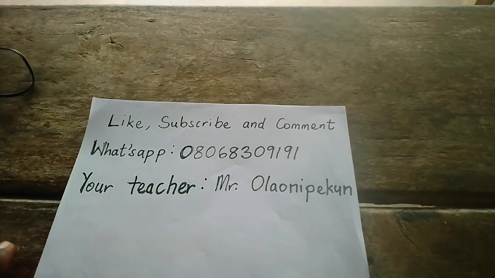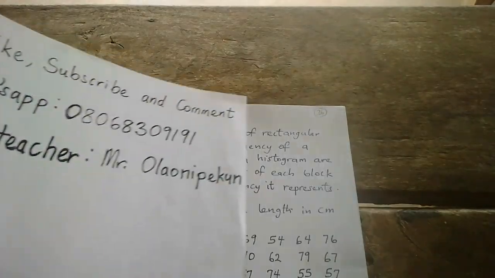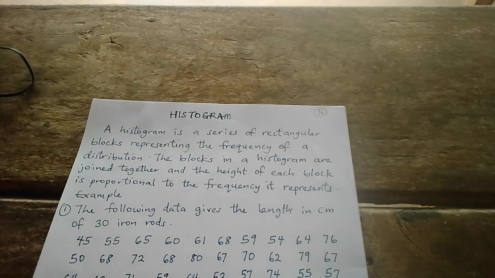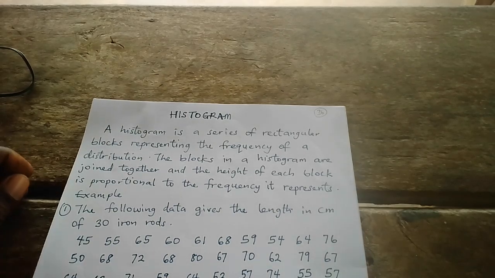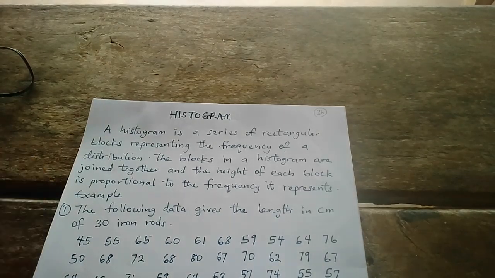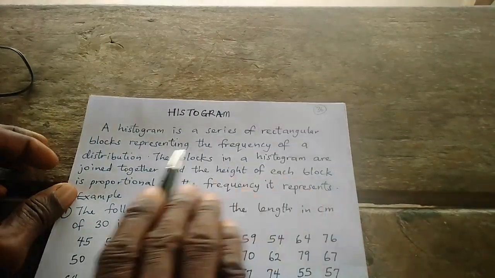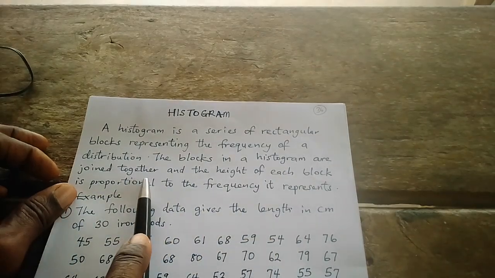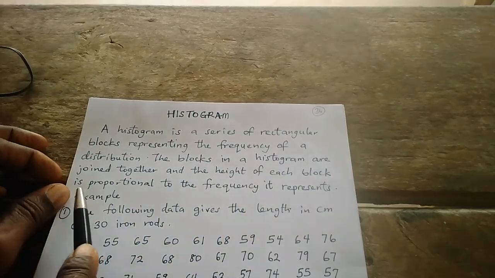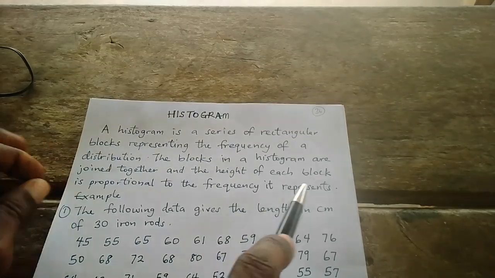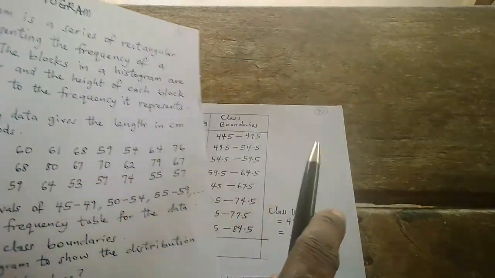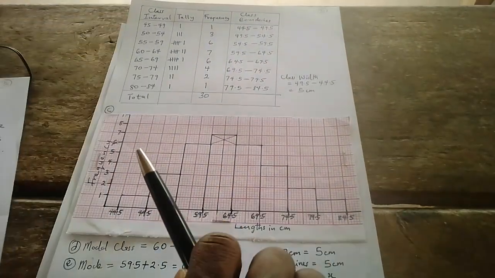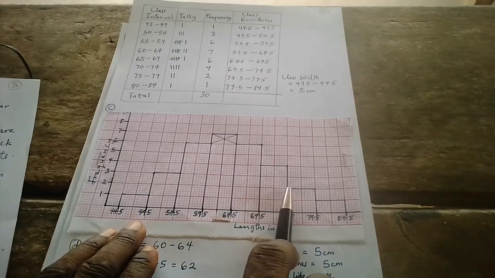Now we want to continue on histogram. Histogram is similar to bar chart. A histogram is a series of rectangular blocks representing the frequency of a distribution. The blocks in a histogram are joined together and the height of each block is proportional to the frequency it represents. Now if you look at this picture here, this is an example of a histogram.